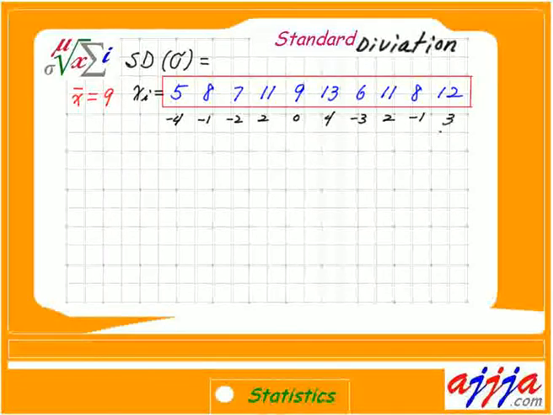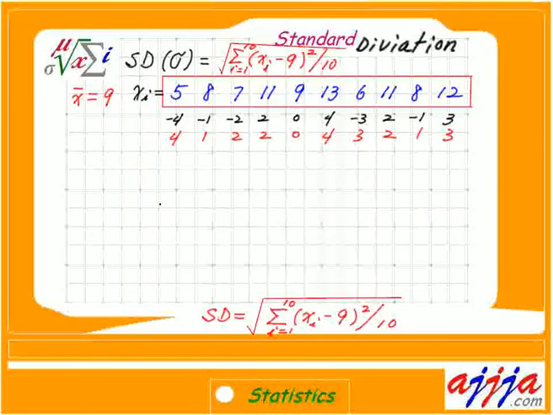Now, after we found this out, the first thing you have to do is find the difference from this mean value. That means x1 minus 9, which is negative 4. Very simple. This one, negative 1. Negative 2. 11 gives 2, right? 9 gives 0, exactly the same as the mean value. 13 gives 4, then minus 3, 2, minus 1, then 3.